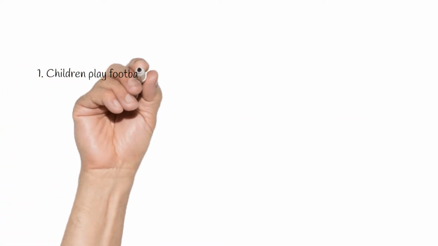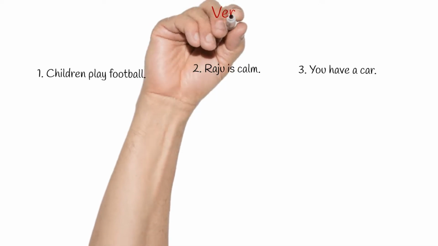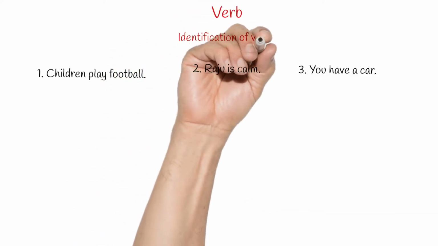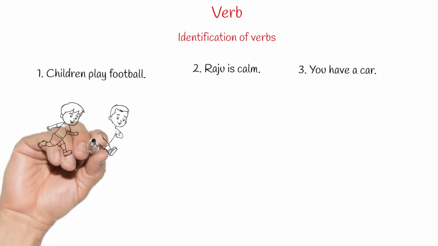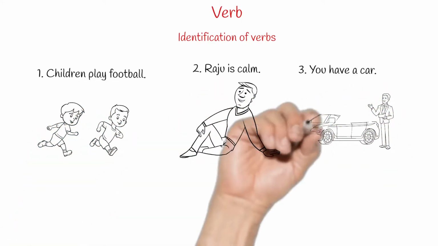Children play football. Raju is calm. You have a car. Can you identify the verb in these sentences? If so, pause for a few seconds and try. Answers.